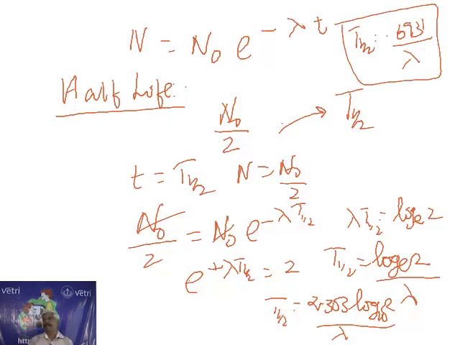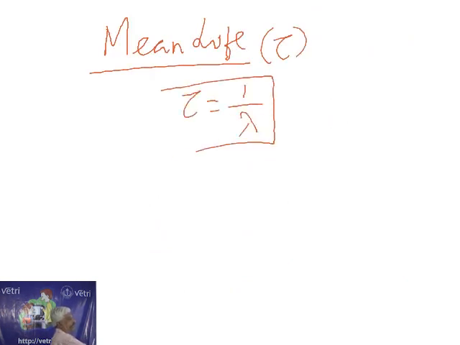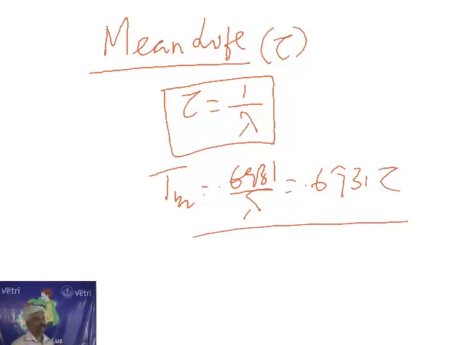From this half-life we can also find out the mean life. What is mean life? The mean life is called the average life, symbol tau. The mean life is always equal to 1 by lambda. We know T half is equal to 0.6931 by lambda, or 0.6931 tau. This is the relation between the half-life and mean life. Once we know this, that is a thing we have to understand.